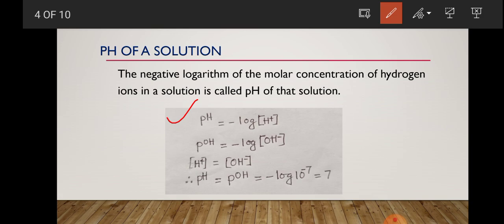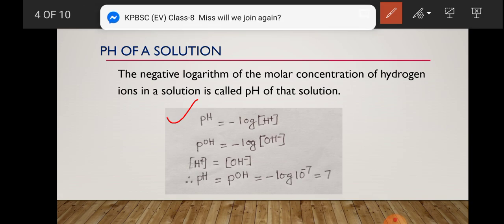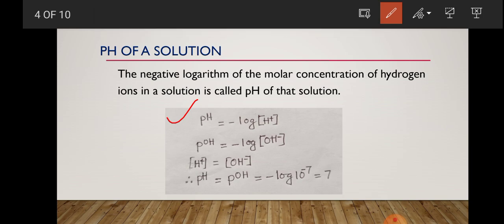And the higher the concentration of hydrogen ion, the lower the pH. That means if the concentration of hydrogen ion is higher, then the value of pH is lower. The decrease of pH by 1 unit means the increase of hydrogen ion concentration by 10 times. Similarly, an increase of pH by 1 unit means the decrease of hydrogen ion concentration by 10 times.